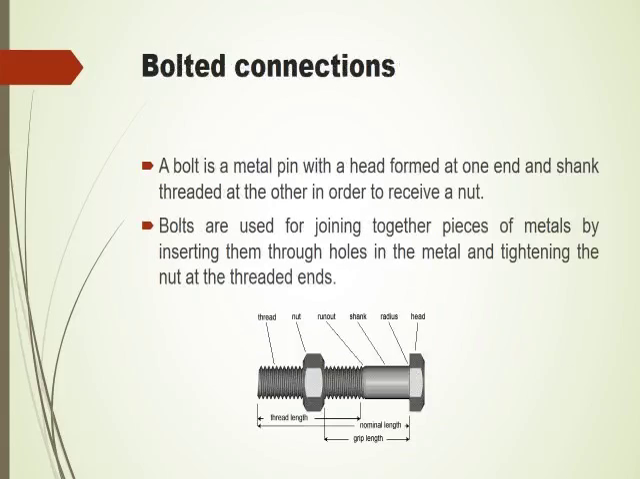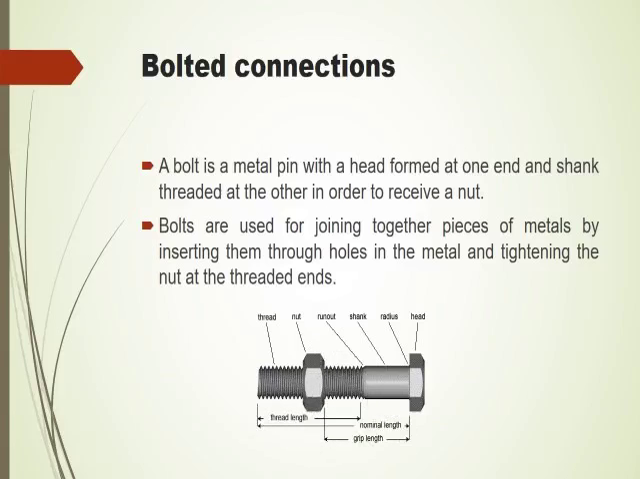And coming to bolted connections, we all know about bolts. It is a metal pin with the head on one side and the shank on the other side, which is threaded so that it will receive the nut. As shown in the figure, it is the bolt with the head on one side, and from the end of the head it is called shank, and at the end of the shank it will get threads so that we can insert this nut.